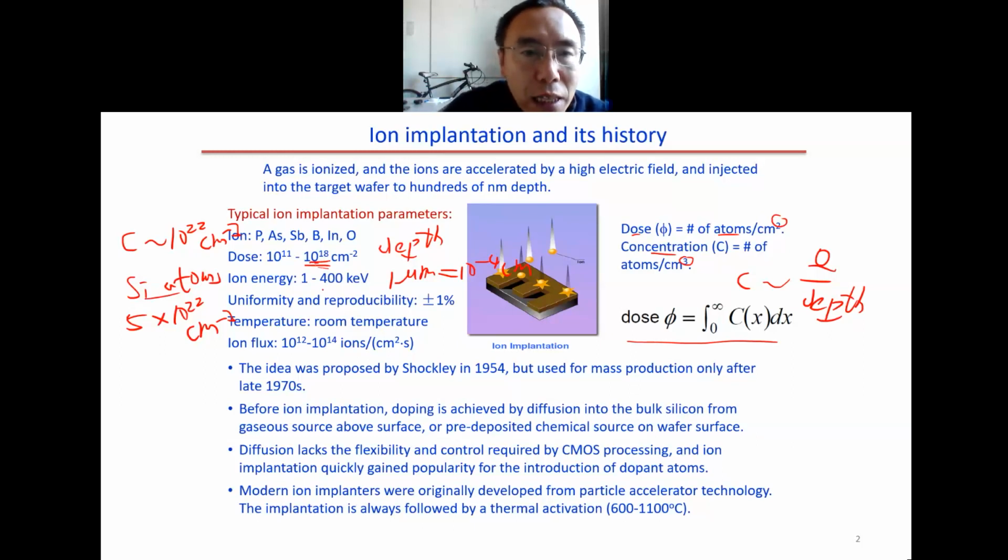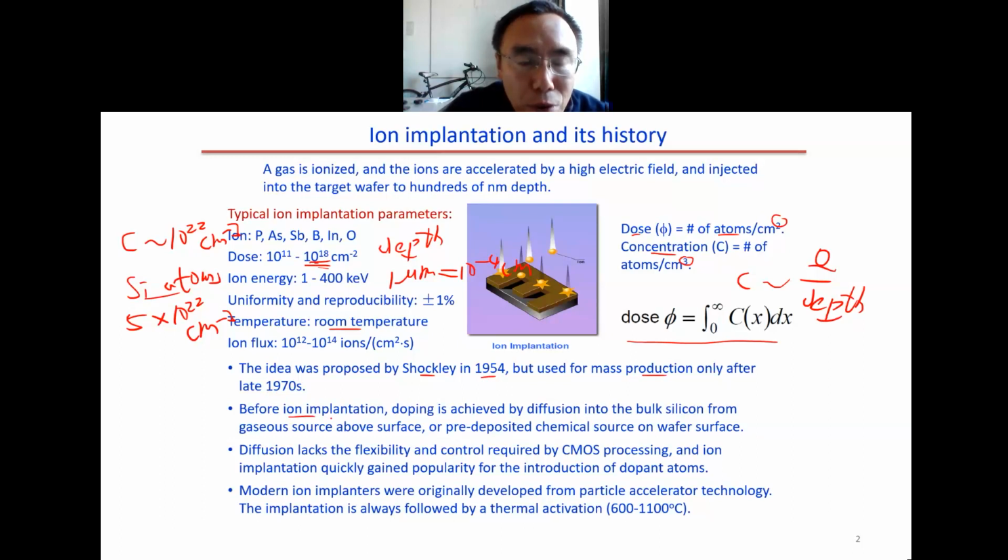The ion energy is 1 to 400 kilo electron volt. It's very uniform and reproducible. At room temperature, the ion flux is 10 to the power 12 to 10 to the power 14 ions per square centimeter per second. The idea was proposed by Shockley, one of the three persons who invented the transistor in 1947 at Bell Labs. This idea came out in 1954, but it became mass production only after the late 1970s.